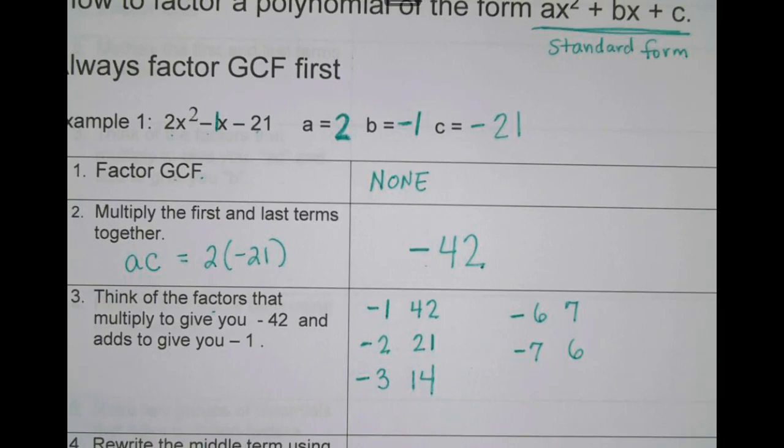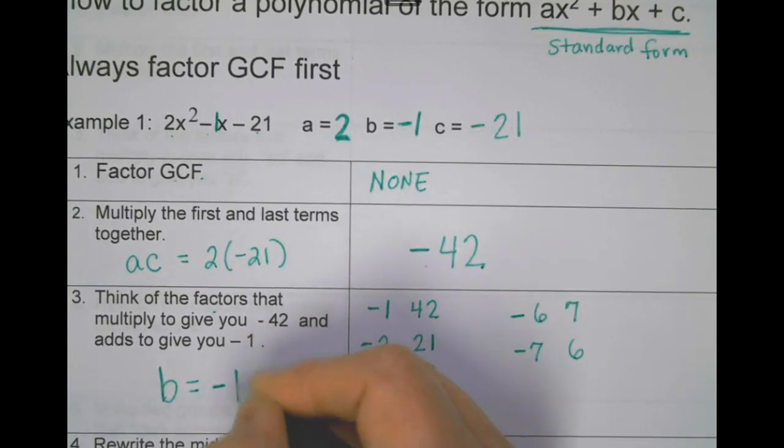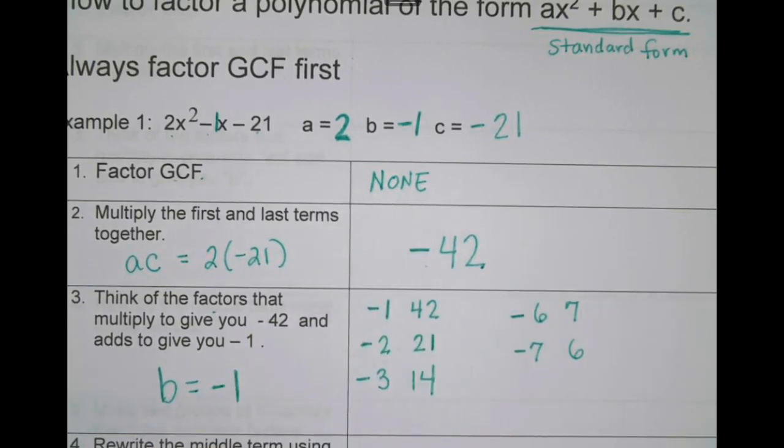Now, those are the factors. I need to find the factors that add together to get me a negative 1. Which of these factors could add together to equal a negative 1?